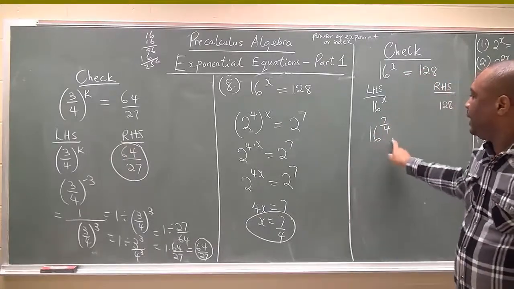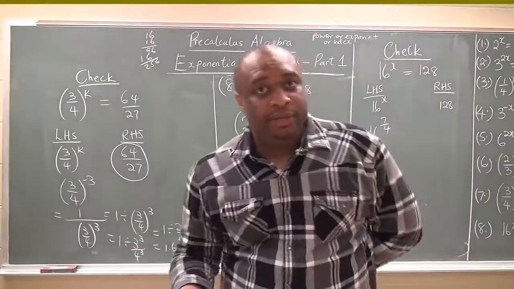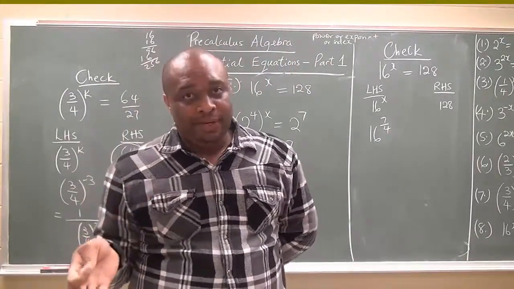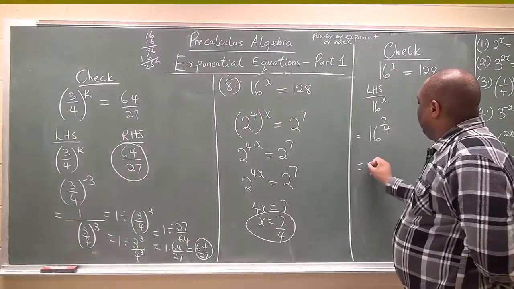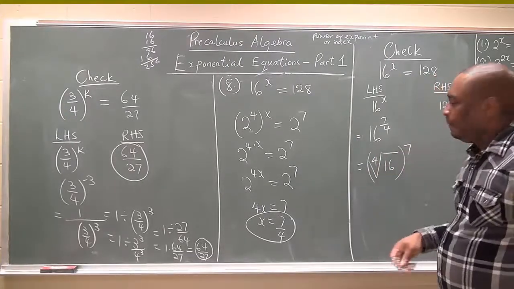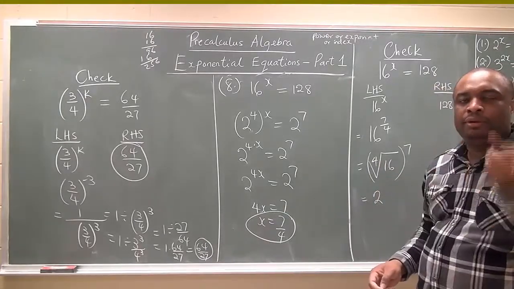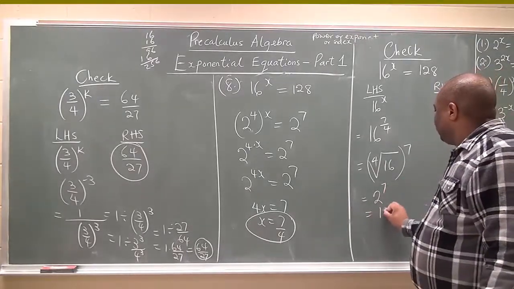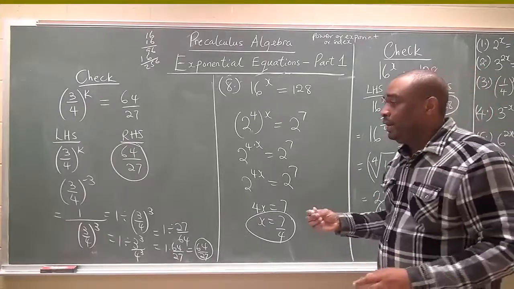Now, you know what this means, right? We did fractional exponents. I did that in videos on the exponents when I did laws of exponents. So view that video, please. It's important. So what does this mean? This means the fourth root of 16, all exponent 7. Fourth root of 16 is 2, because 2 times 2 is 4, times 2 is 8, times 2 is 16. 2 exponent 7 gives you 128. 128 on the left, 128 on the right.